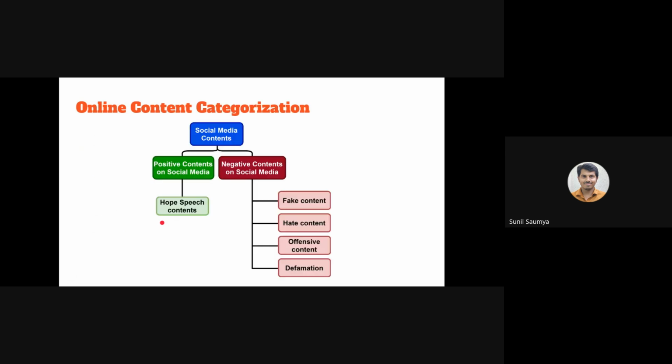So let me start with what this hostile content is, and to understand that, I'll start with social media content. We are all familiar with it; most of us are on social media. Only a few of us may not be, but nowadays most of us are on social media one way or another. And we know that social media content can be categorized into two parts: the positive content we see on social media, and the negative content we see on social media.